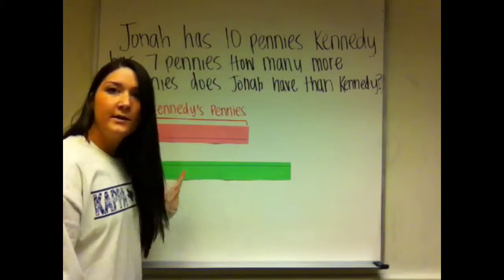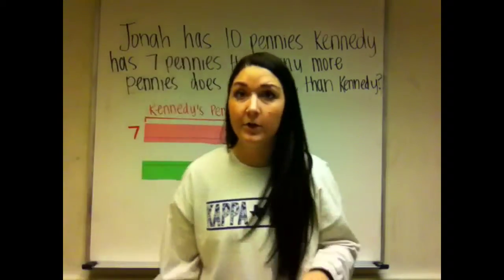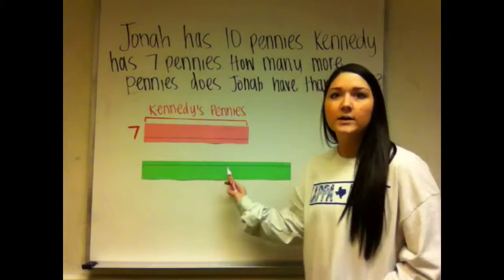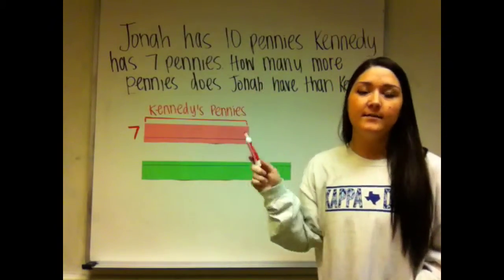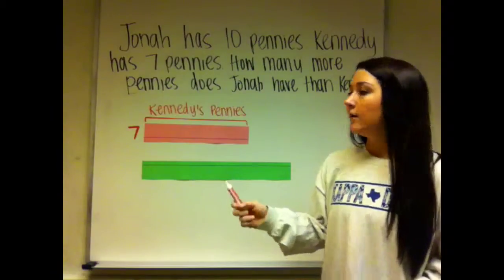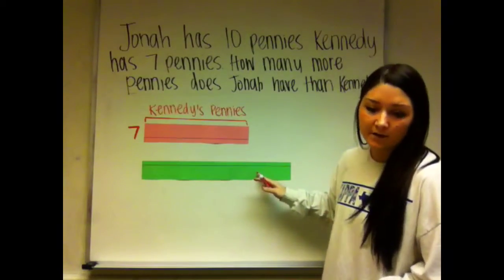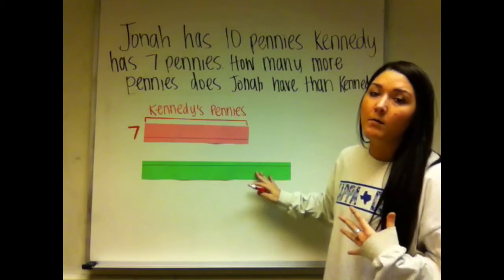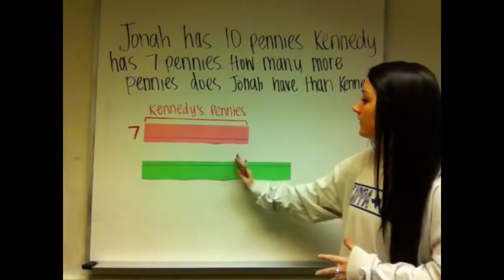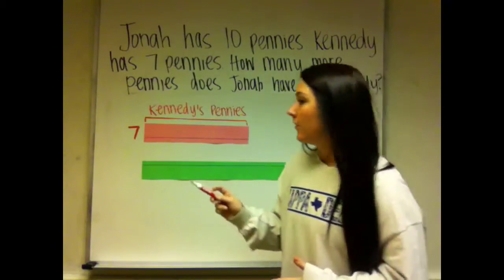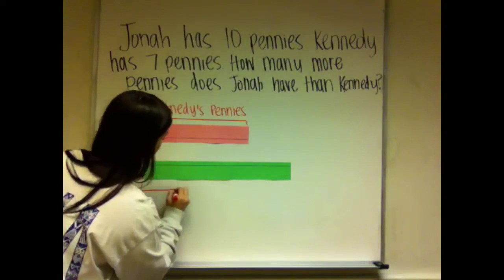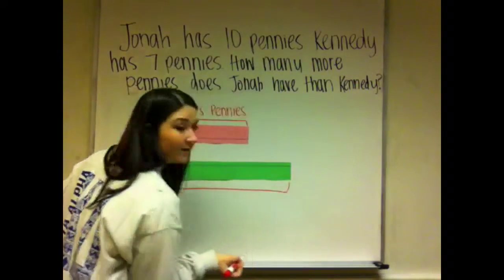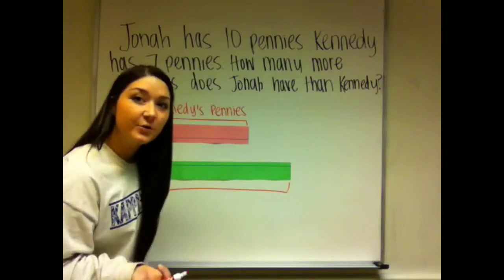And before I do anything else, did you notice something different about the green? It's longer. The reason why it's longer is because Jonah has 10 pennies, and 10 is more than 7. So our number strip needs to represent more than Kennedy. So it's going to be longer. So we're going to bracket this whole thing as well. And what do you think we're going to label it? Jonah's pennies.